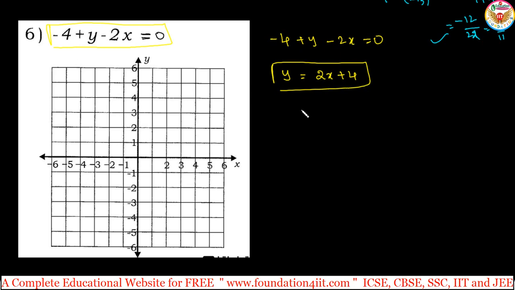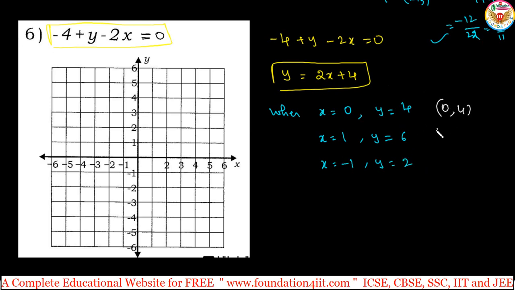You can make any 3 coordinate points. When x is equal to 0, 2 times 0 is 0 plus 4, so the y value 4 will come in this equation. When x is equal to 1, then y is 2 into 1, 2 plus 4, so 6. You can also take x equal to minus 1: 2 into minus 1, minus 2 plus 4, it is 2. Now we have the coordinate points: 0, 4; 1, 6; minus 1, 2.